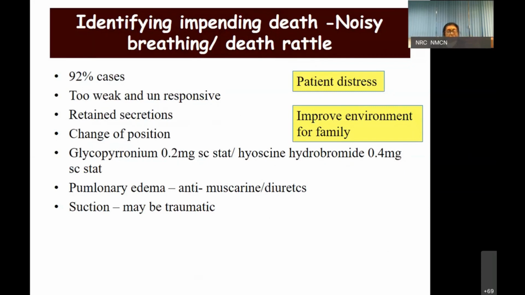And that is not only distressing for the patient if he is conscious, but certainly very distressing for the family. You really need to take care and decrease the secretions so that the family is at least reassured that the patient is comfortable. Suction may be done, but be careful because that may be traumatic at times.